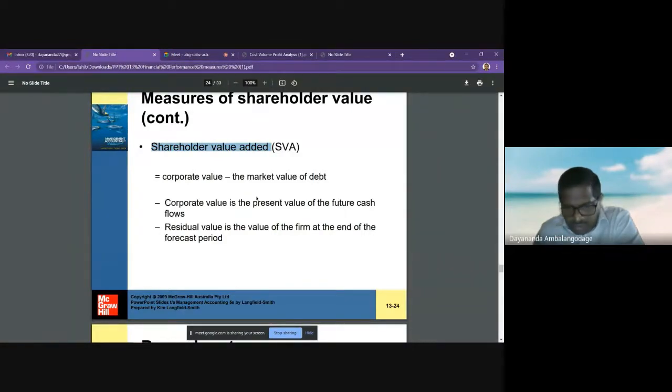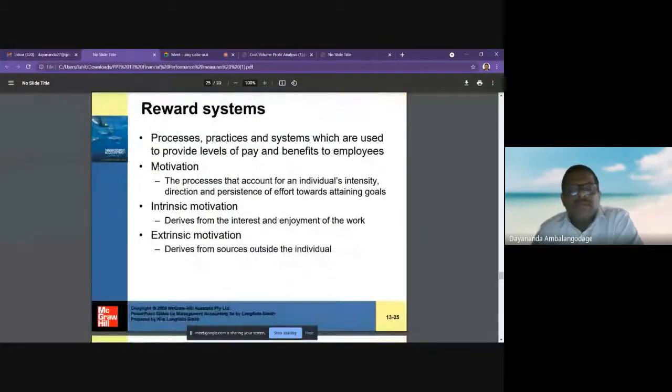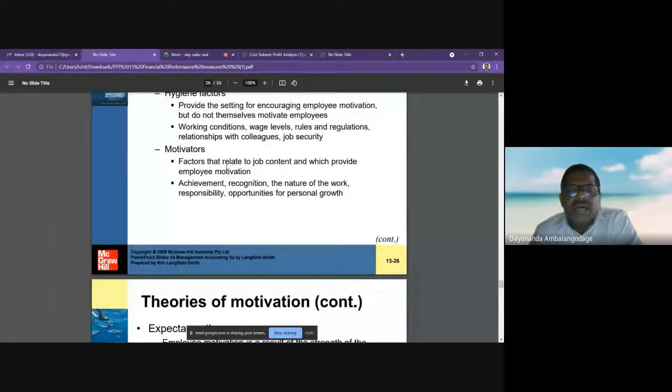Return on investment, we discussed, is a relative measurement. It has its own weaknesses and advantages. And RI is just to improve the issues in ROI. It has its own advantages and disadvantages. Then we looked at the shareholder perspective. Shareholder perspective is shareholder value, and stakeholder value is the other perspective.